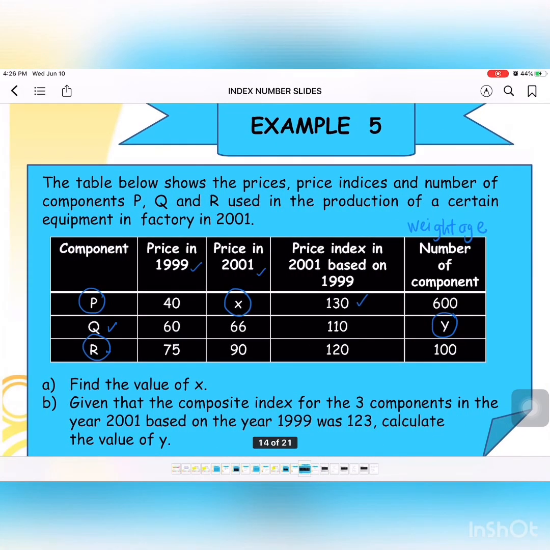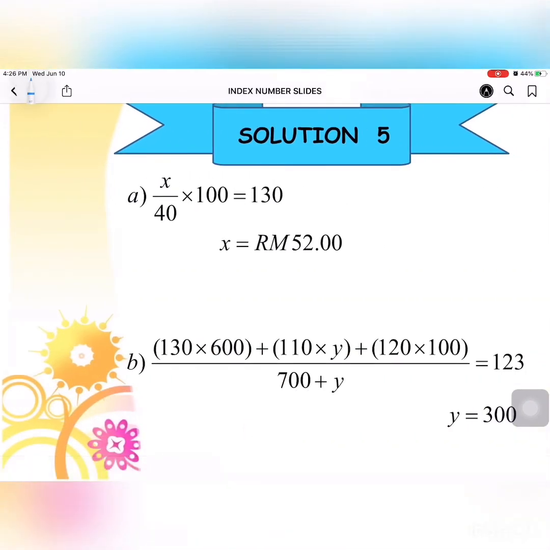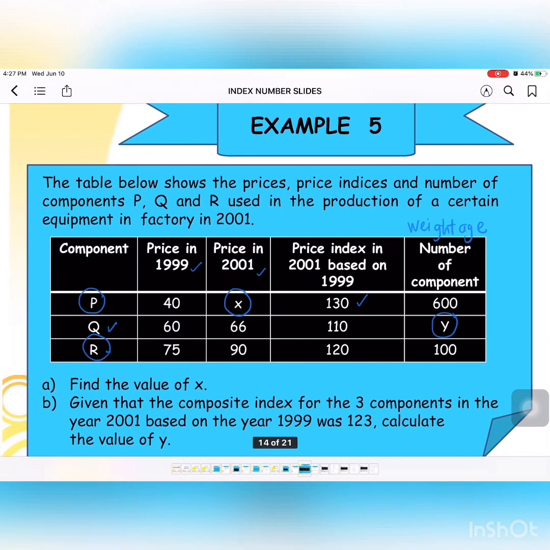Okay, so let's go for A. You see, the price in 2001 is X, the price in 1999 is 40, and the price index is given as 130. So we have 130 as the price index equals X, we don't know what X is, divided by 40, then you will get 52 ringgit. As easy as that. So that is the price for 2001.